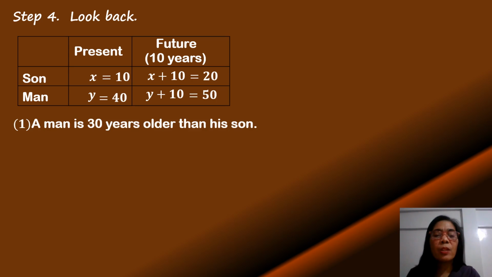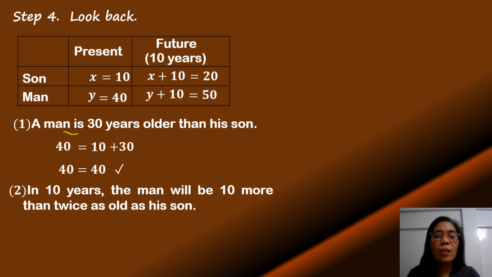The first condition is a man is 30 years older than his son. So we are going to compare in here their present ages. So man is 40, and is it 30 years older than his son? So is it 10 plus 30? So as we simplify, we arrive at an identity that means the first condition is satisfied, that the man is 30 years older than his son.